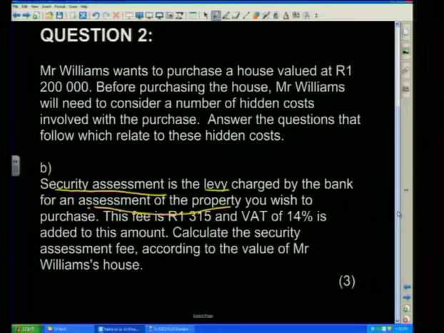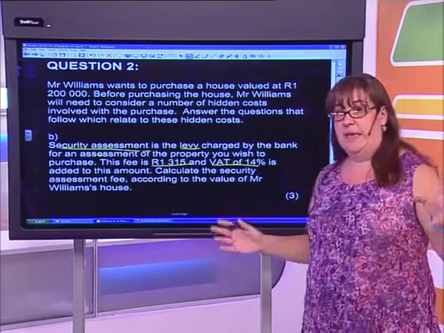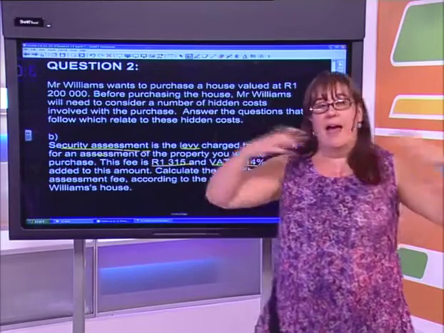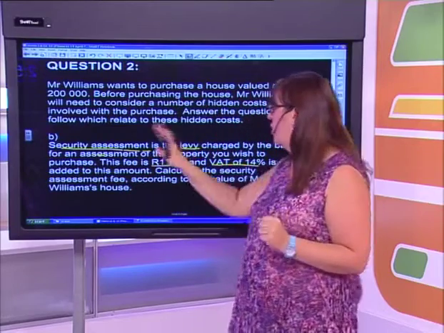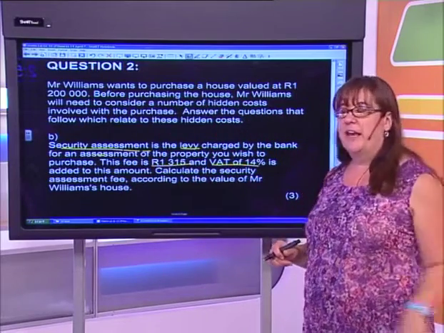So the fee is 1,315 Rand, and VAT of 14% is added to this amount. So calculate the security assessment fee according to the value of Mr. Williams' house. Now, this is a once-off fee. It doesn't matter what the value of your house is. The bank is still going and doing the job. They are still going and looking at the house. So they don't care how much you're spending or how much money you have or don't have to buy the house. They are going to charge you 1,315 Rand, and then they're going to add VAT to it.